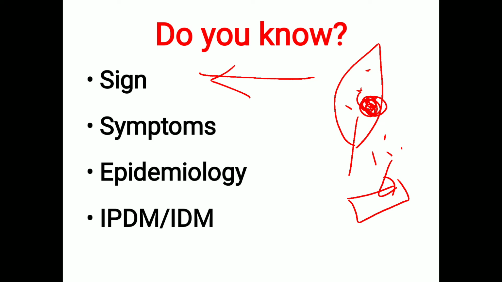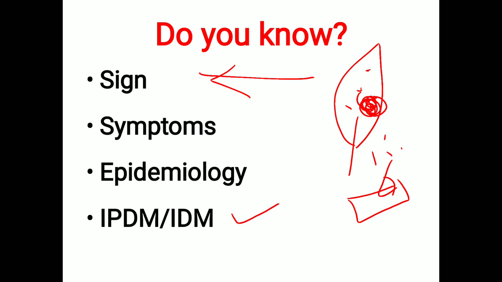Then epidemiology means what? Those factors which are responsible for the sudden spread of disease are called epidemiology. For example, the biotic factors and mostly abiotic factors that spread the disease at a faster rate. For example, wind, water, animals, insects, seeds, etc.